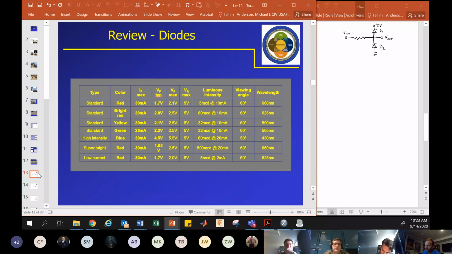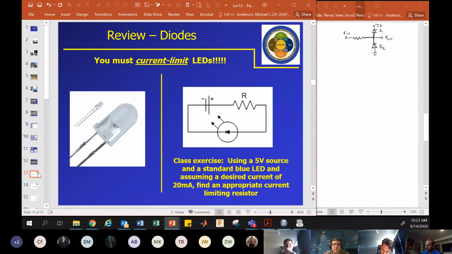All right, and just a final note, you have to current limit the LEDs, and we did this class exercise where we calculated the current, what size resistor we would need to limit the current for a blue LED.